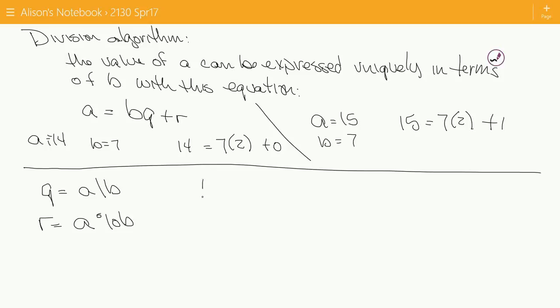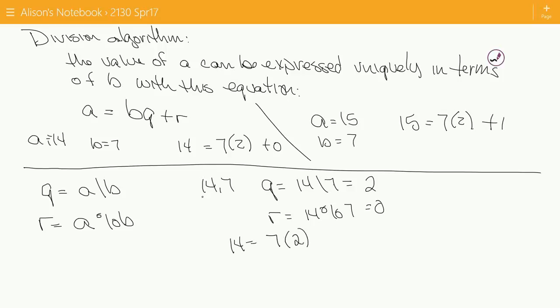Let's try it with my original two values, 14 and 7. If I want to find out what my q is, I'm going to take 14 divided by 7, which is going to give me 2. If I want to know what the remainder is, I'm going to take 14 mod 7, and this is going to give me a remainder of 0. So that was the equation that we had: 14 is a representation of 7, and then I'm going to use the quotient of 2, and add to that the remainder of 0.